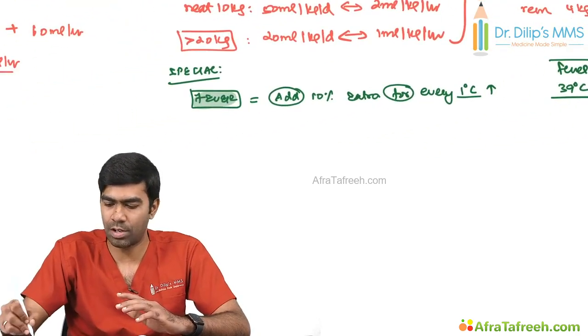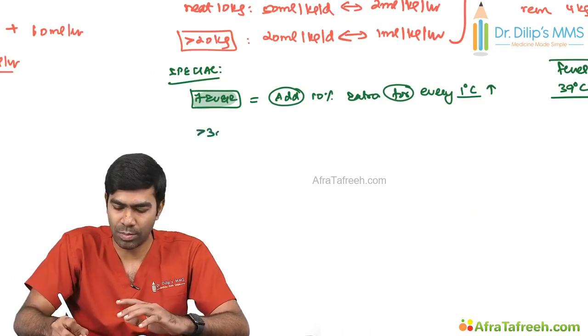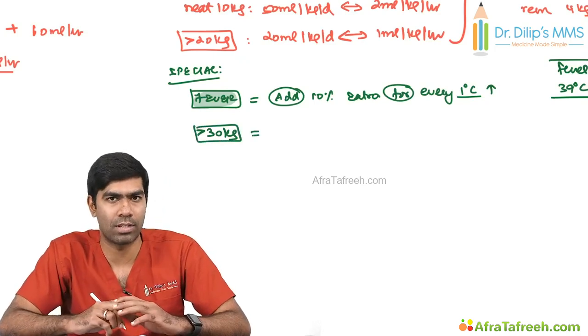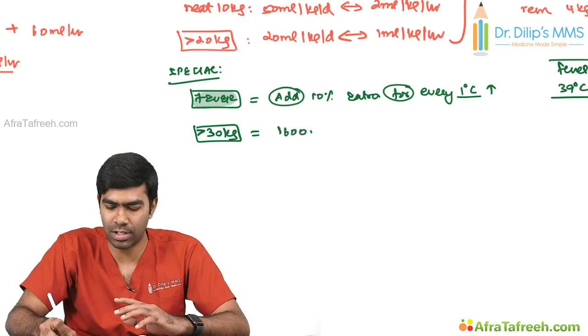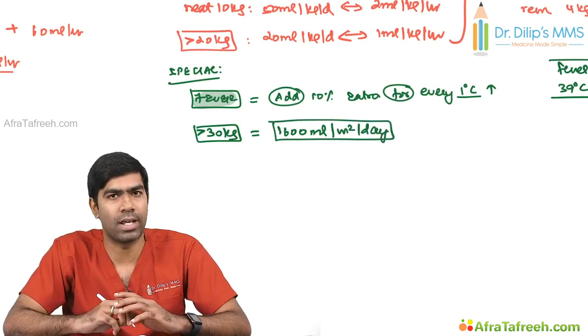And at the same time, you have to be a little careful with heavier children who are a little obese, those having more than 30 kilogram. It's better to avoid the Holliday-Segar formula for these individuals. And it's better to use a body surface area based calculation, which tells you it's better to use maintenance fluid of 1600 ml per meter square per day in these children.